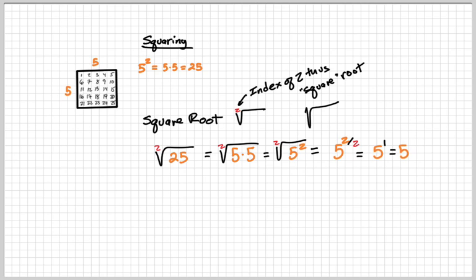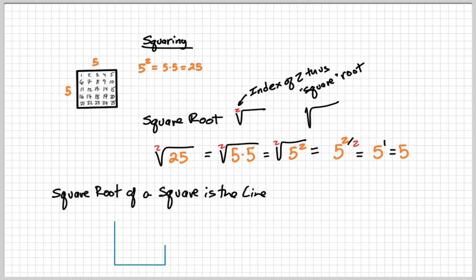Not all numbers that you take the square root of are going to come out this nice. But you can think of the square root of a square as a line. So when you take the square root of 25, it becomes the line again, a line of 5.